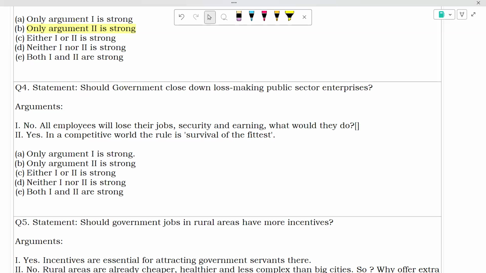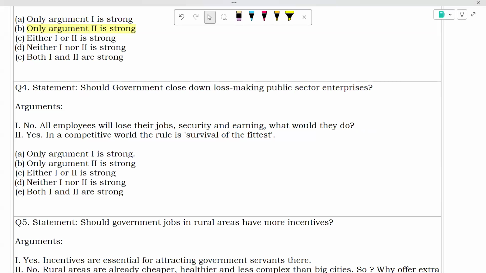That is a strong argument. We should not be closing. Now come to the second one. It says yes, should be banned. In a competitive world, the rule is survival of the fittest. So why not to make that PSU fit?